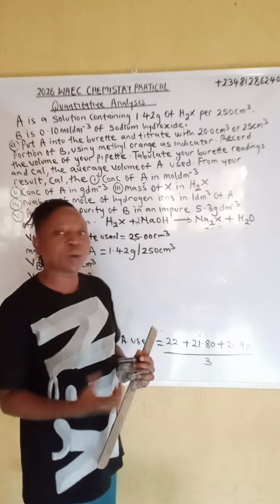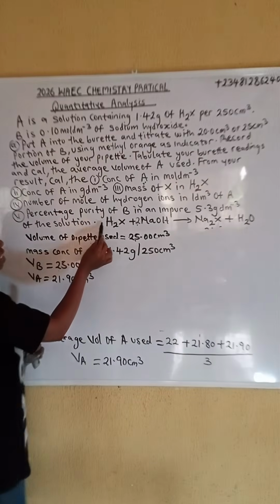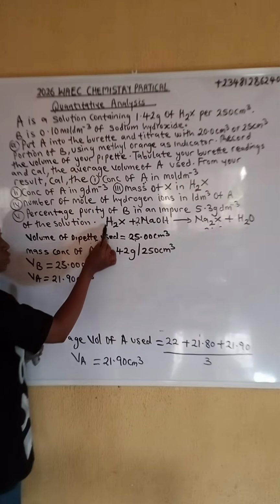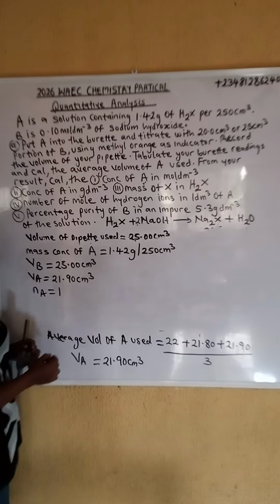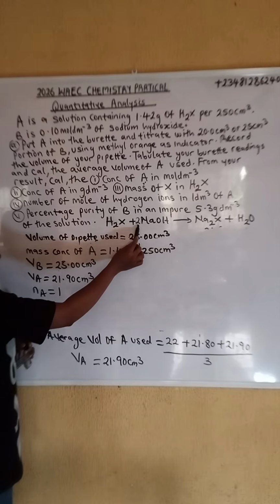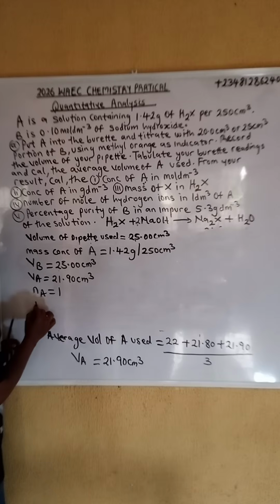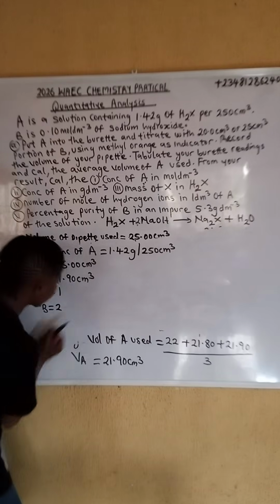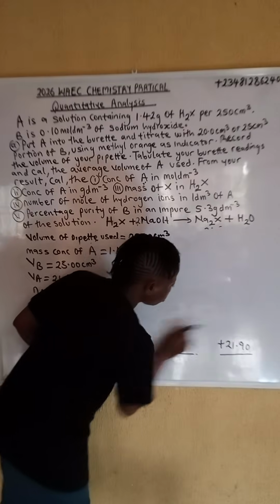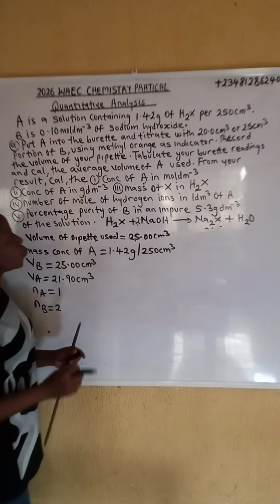We can get the number of mole of base. What is the number of mole of acid? That is the coefficient of this acid, which is equal to 1. The number of mole of acid equal to 1. Then what is the number of mole of base? That is the coefficient of this base, which is equal to 2. Let's call it NB equal to 2. Now we can proceed.